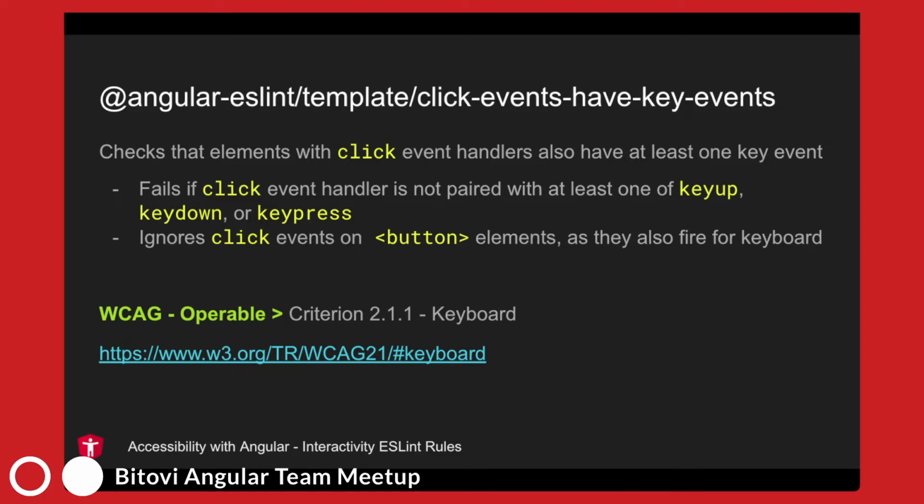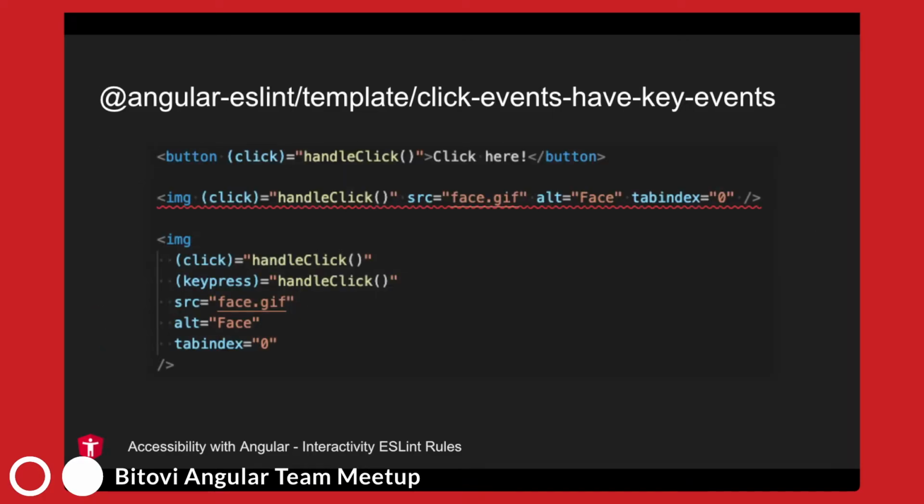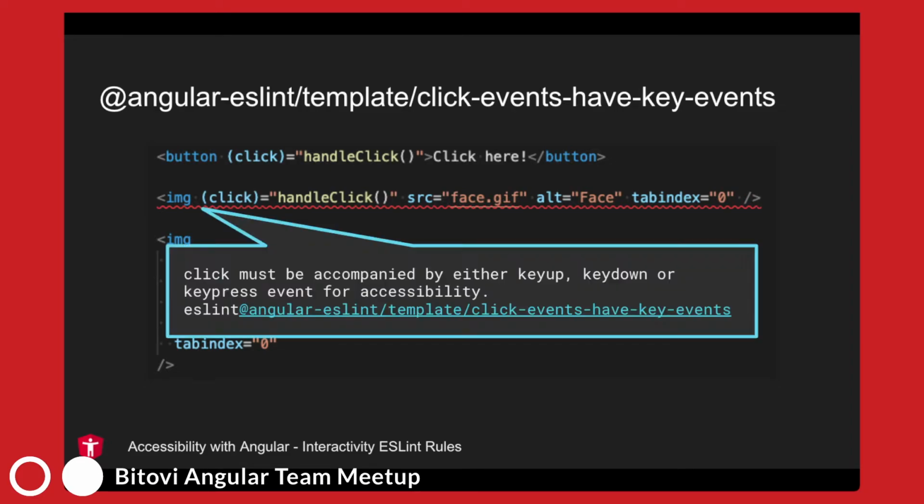So looking at an example for this, we've got our first element here. It's just a button with a click event handler, and that is okay because, as I mentioned, the click event on buttons can accept keyboard input. Our image tag in the middle with just a click event is the problem, and our last tag has a key press event which satisfies the rule. So on this one, we get the error saying we need to accompany it with a keyboard event.